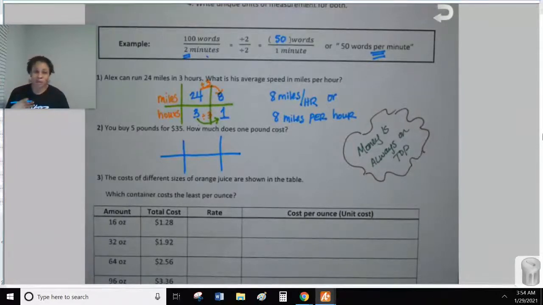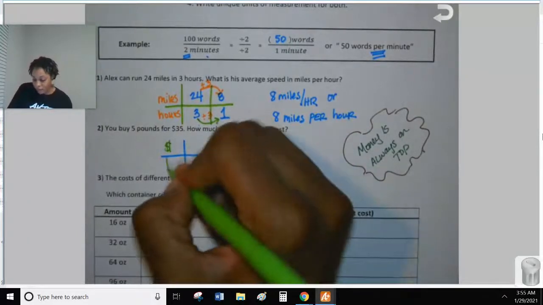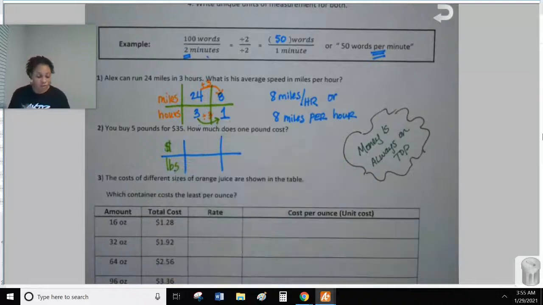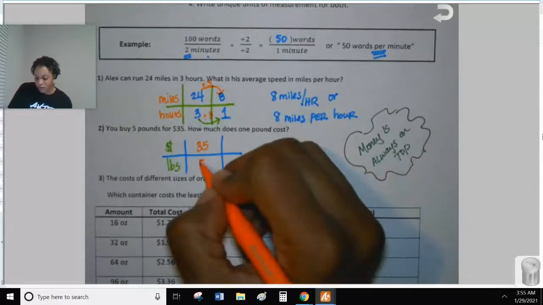Because everybody loves money. So money's always on top. Anytime we're talking about money, money's on top. So we're talking about $35 for 5 pounds. Money's going to go on top, and then pounds, LB, that's the abbreviation for pounds, will go on the bottom. So for money, we have 35, and for pounds, we have 5.